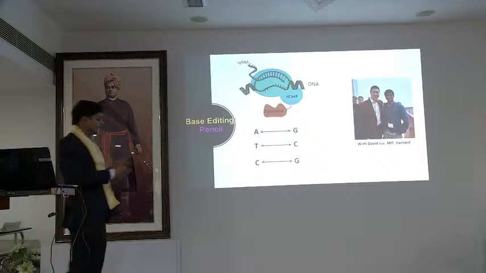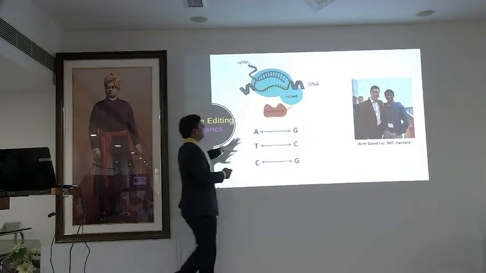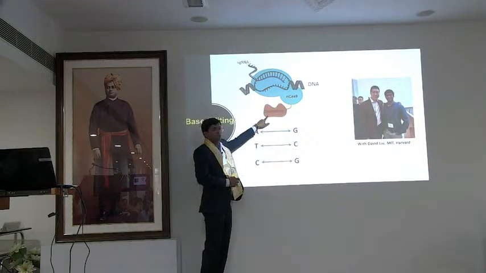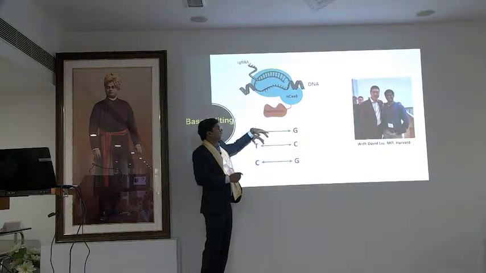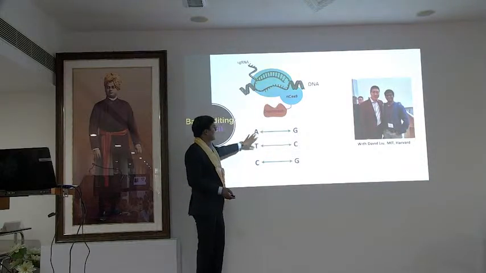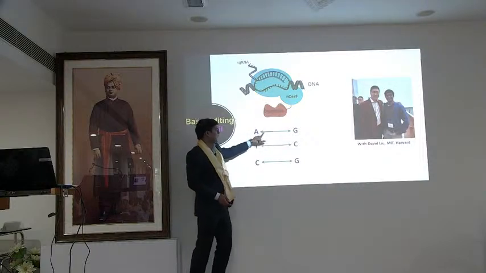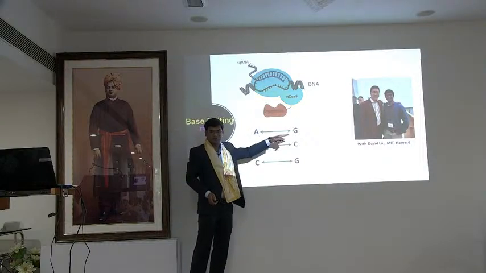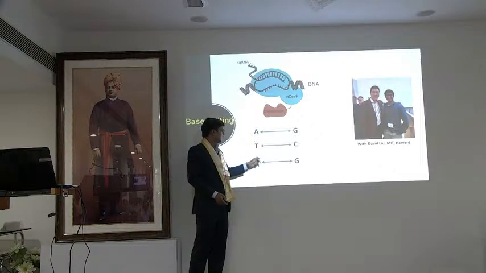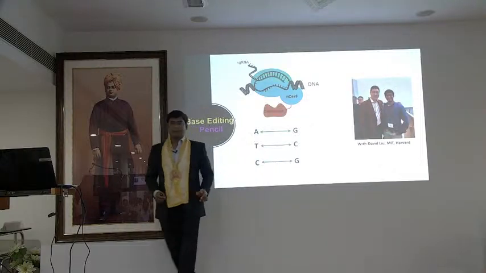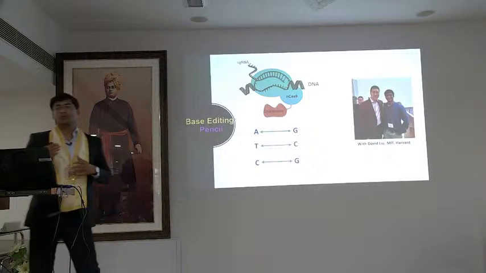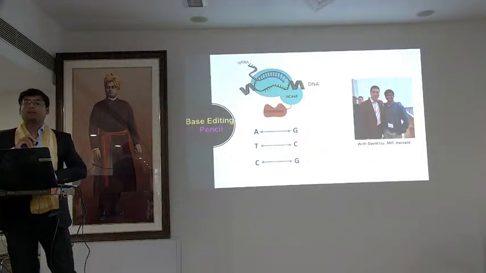And this base editing is a modified version of CRISPR-Cas9. It has an nCas9 fused with a deaminase. What is nCas9? I'll let you know later. With the available base editing tools, we can rewrite these kinds of changes: A to G, G to A, T to C, C to T, and C to G, and G to C. These kinds of changes you can do in a very precise manner with the base editing tool.